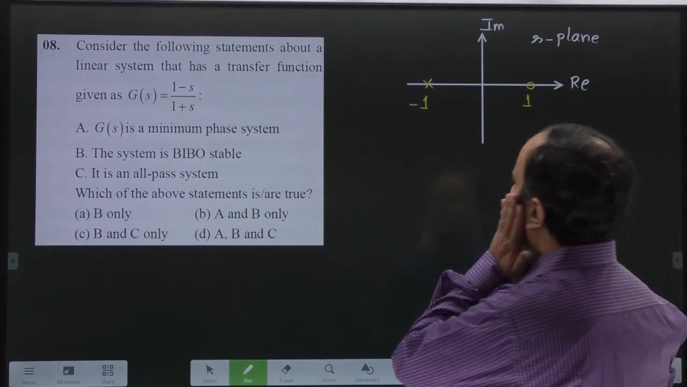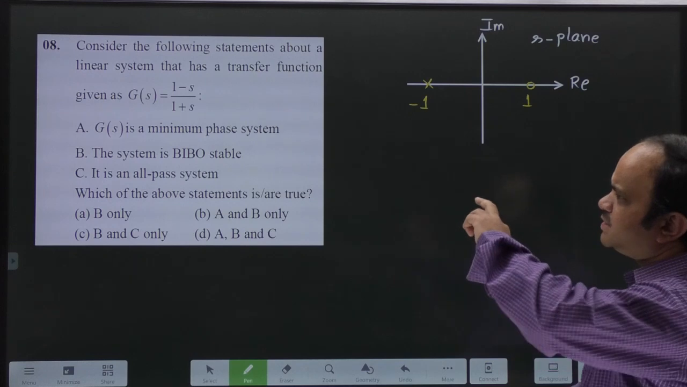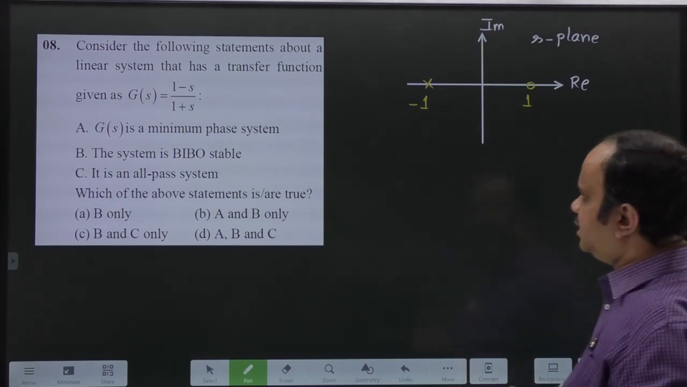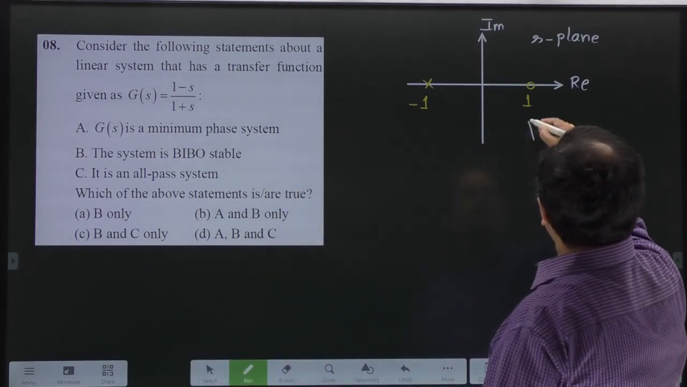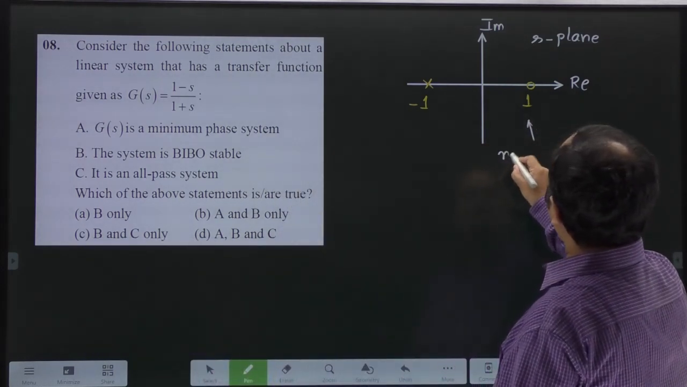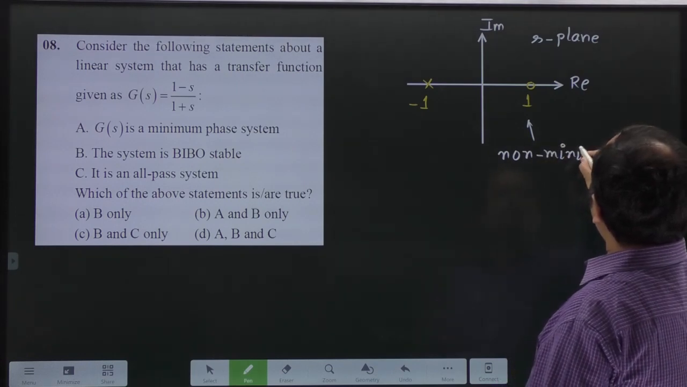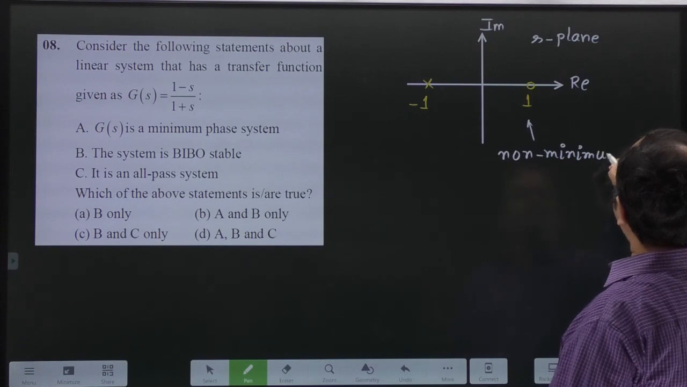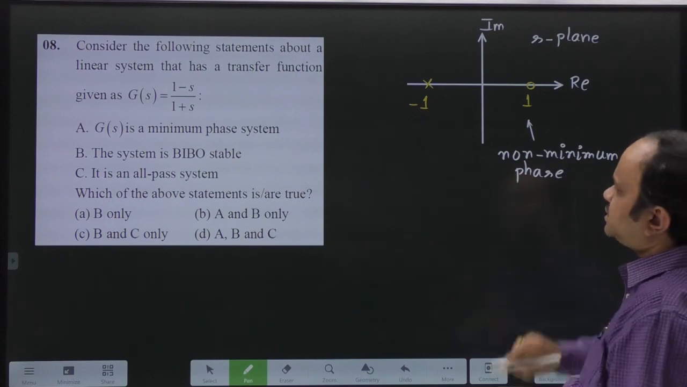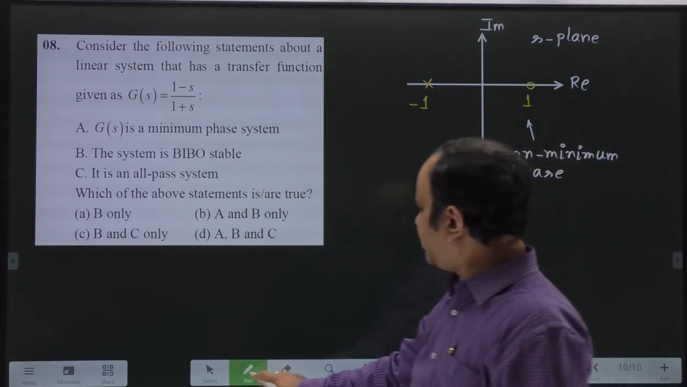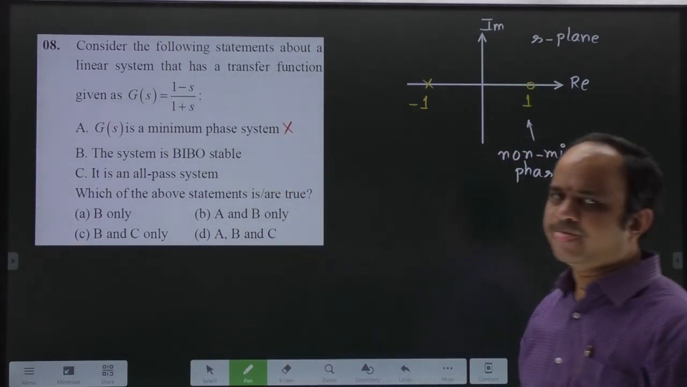So before that, let us see here. There is one zero in the right hand side of the S plane. So because of the zero at the right hand side of the S plane, what I can say is that the given system is a non-minimum phase system. Therefore, statement A is not correct.